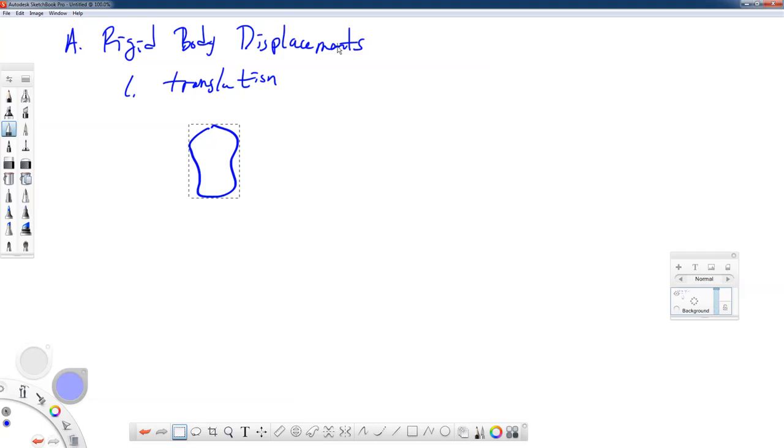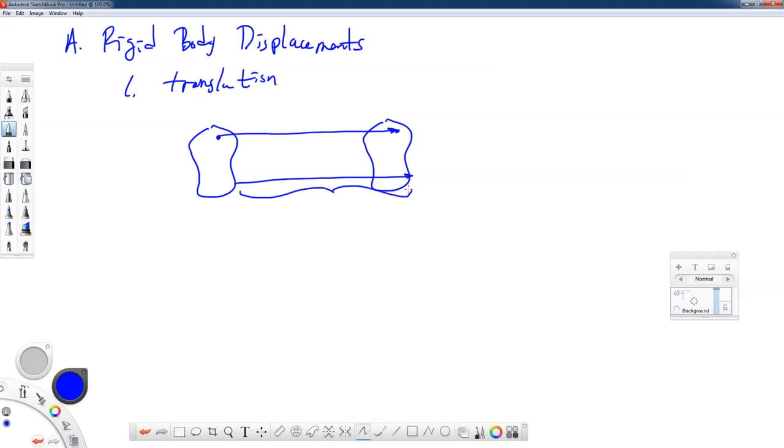So if I have a 3-dimensional body and I just pick it up and move it over here, in that case all displacement vectors on the body are the same. So my point over here goes to the point over here, and every point has the same displacement vector, which we're going to call U. Then we have a rigid translation.